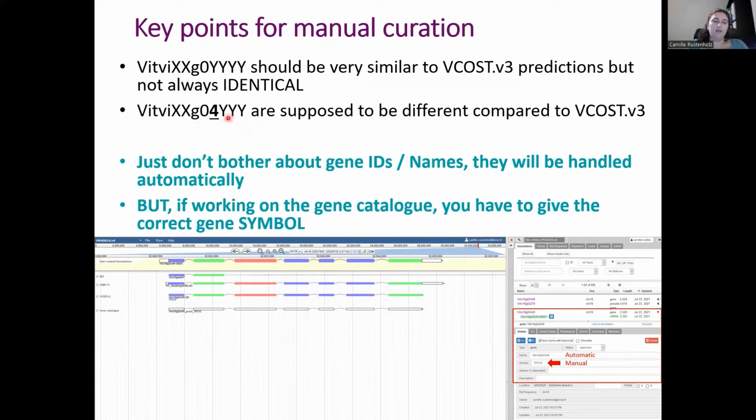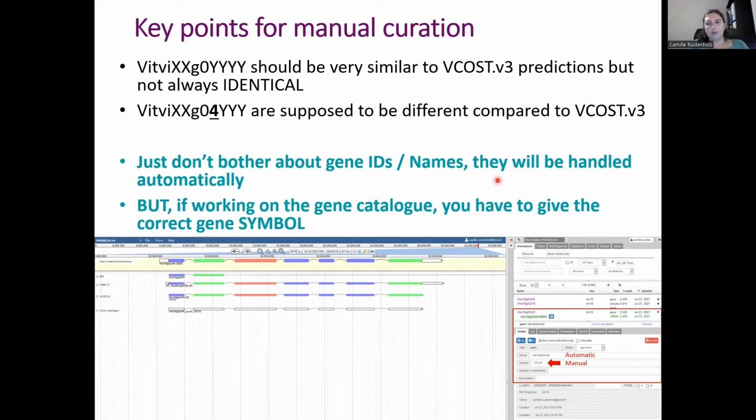On the other hand, the new genes, starting with the 4 here, are supposed to be different to anything annotated previously in the VCOS V3. You may end up with some partial similarities, but not on the full coverage of the gene. But anyway, for manual curation, this is just for you to understand how we did that and how it works. But you won't have to think of, is it a gene name that I need to transfer or not? Do I have to change the name? No, don't bother about that.